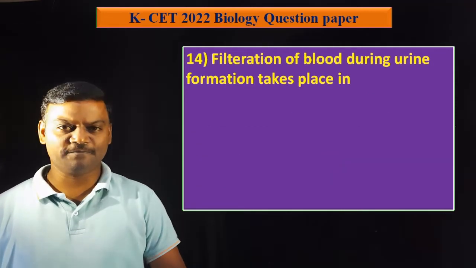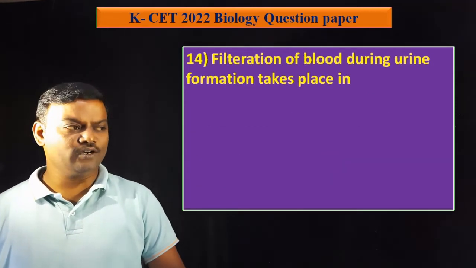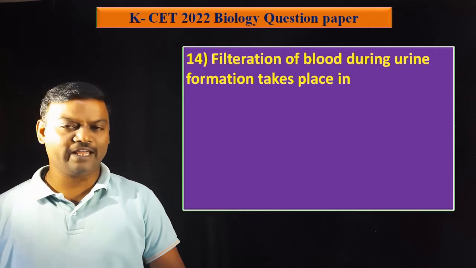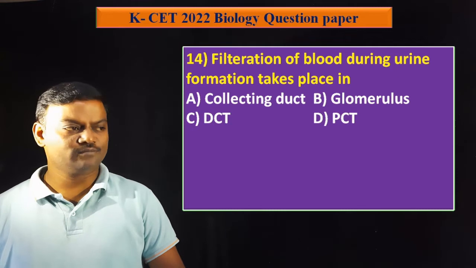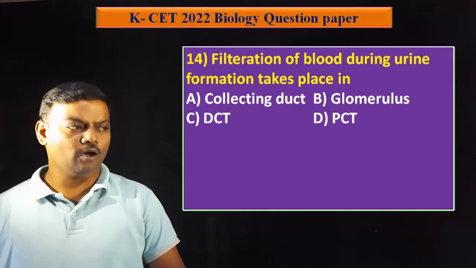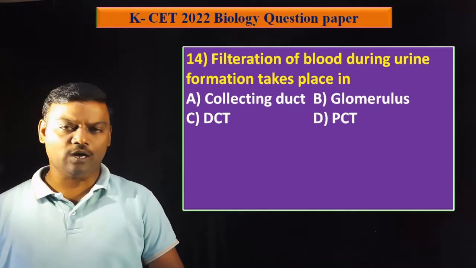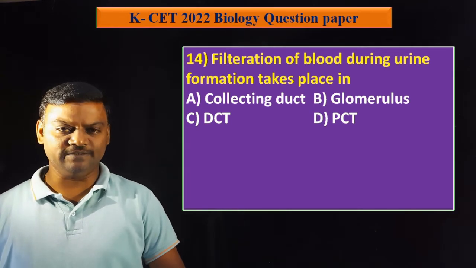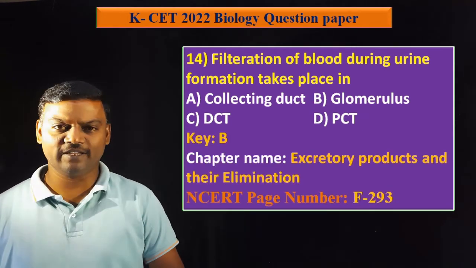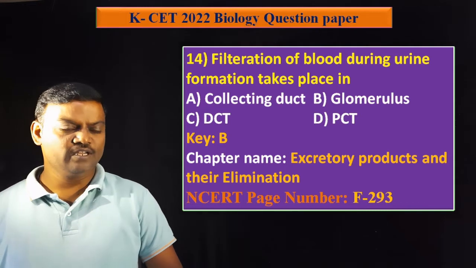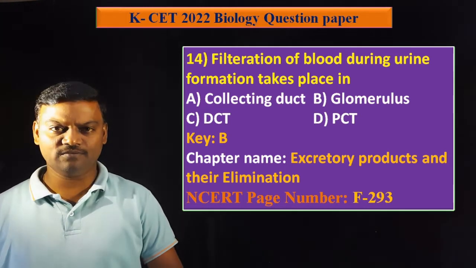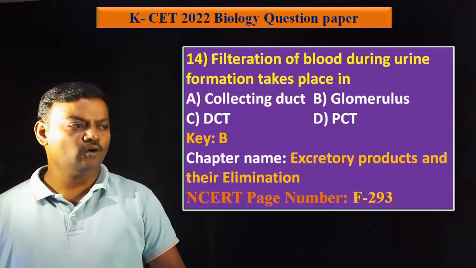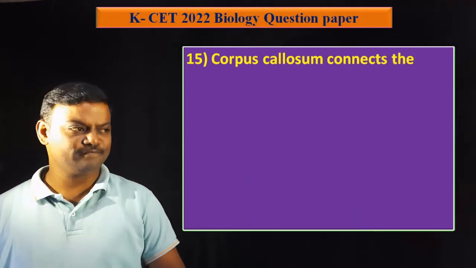Question number 14. So filtration of blood during urine formation takes place in option A, collecting duct, option B, glomerulus, option C, DCT, option D, PCT. In this, the correct answer is option B. It is a question from Excretory Products and Their Elimination, NCERT page number 293.